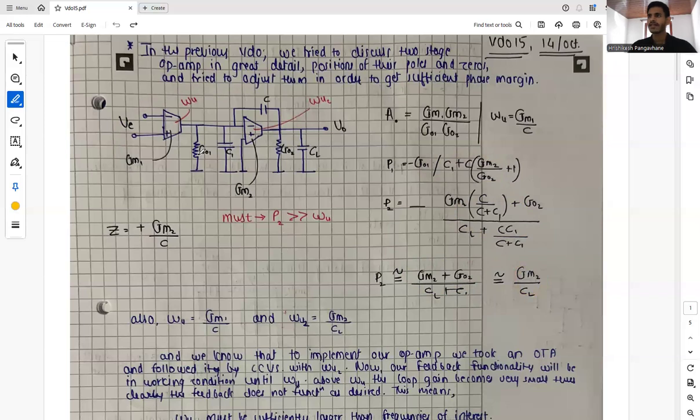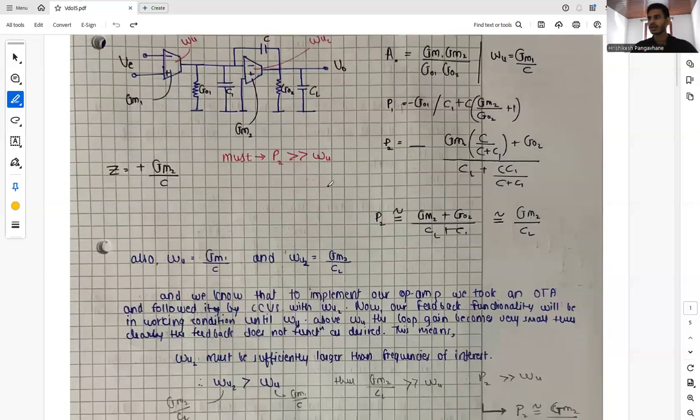Also, we have our omega u of our main transconductor, and we have omega u2 of our current controlled voltage source, and we also are getting a zero in the right half plane, which is gm2 by C, based on our transfer function. So we know that our omega u is nothing but gm1 by C, and our omega u2 is nothing but gm2 by CL. Now, to implement our op-amp, we took a transconductor and followed it by a current controlled voltage source whose unity gain is omega u2.